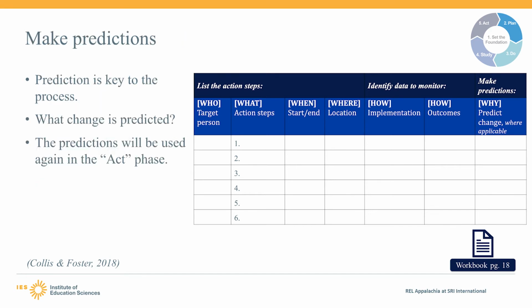Once you identify your action steps and the data you will monitor, you are ready to make predictions about the change. Prediction is key to the continuous improvement process, as any differences between predictions and actual occurrences will inform changes in the act phase. Make predictions for both the implementation and outcomes. You and your team should envision what changes they expect because of the action steps. Your team will return to these predictions in the study phase to assess which held true and which did not.